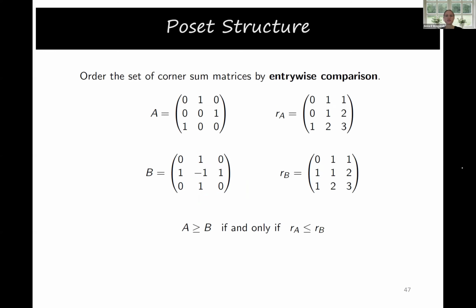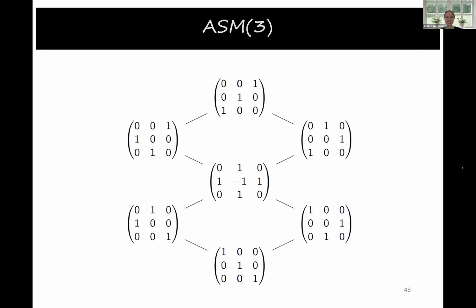So we can order these corner sum matrices by entry-wise comparison. And we're going to do a funny little thing. We're going to say that A is greater than or equal to B if and only if the corner sum of A is less than or equal to the corner sum of B. Again, entry-wise. This is just for reasons. So when we do this, we get this poset here. Up here is the biggest one. Most of them look like permutations, and then there's this special middle one that's an ASM that's not a permutation.